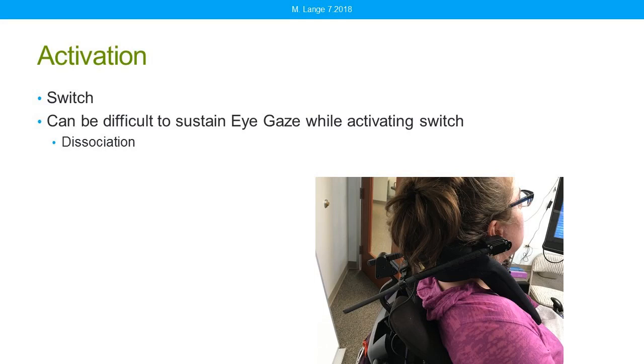And then we have switch. The client can hit a switch anywhere they have control on their body, and that can make the selection. The difficulty is the client has to sustain eye gaze on a location while they're activating the switch. That requires something called dissociation.